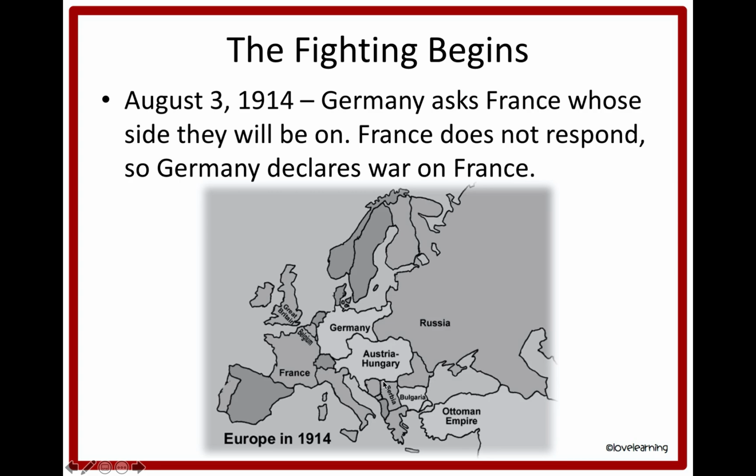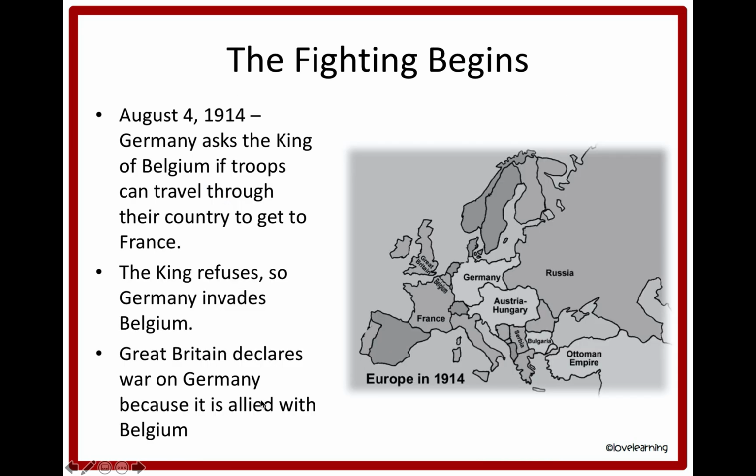Then the next thing that happens is Germany asks France whose side they're going to be on. France doesn't respond. They're just kind of quiet. They're trying to stay out of it. They definitely don't really want to be in a war. But because of that, Germany declares war on France. All right? So now's when things get a little bit tricky. We're in August 4th, 1914.